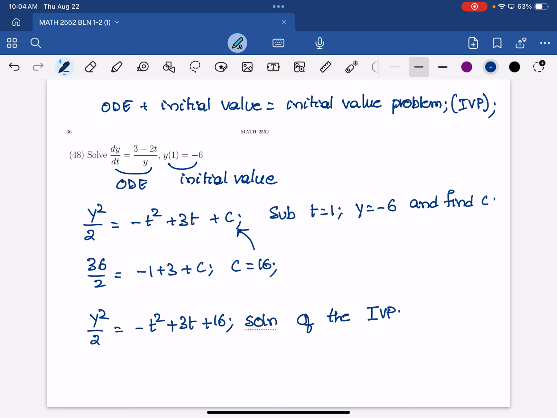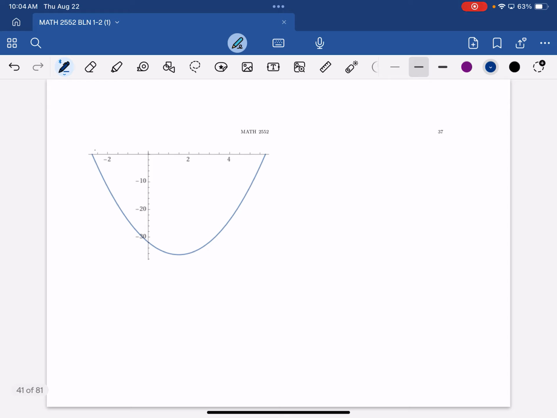So what is the other thing that you want to ask or comment? How does the graph look like, right? Correct? Okay, how does the graph look like? It looks like that. Why is that? So you had the problem dy by dt is equal to 3 minus 2t over y, and you said y is not equal to 0. Did we agree on that? So when y is not equal to 0, what does that mean?